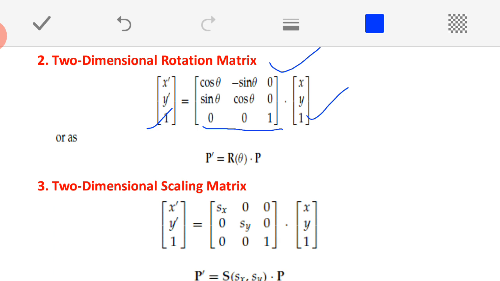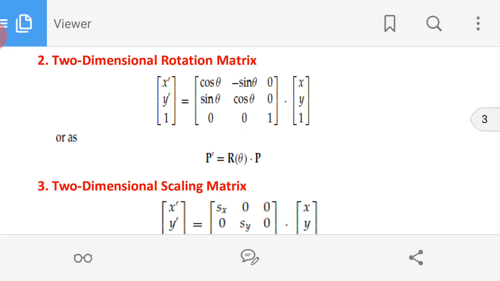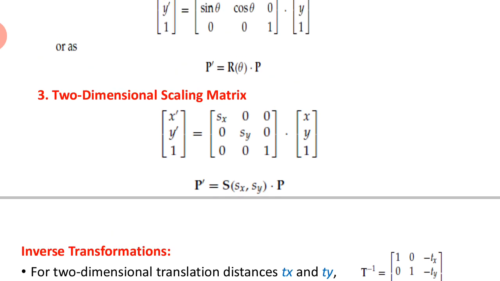2-dimensional rotation will always be done with respect to what? The Z axis, actually, but represented in a 3 cross 3 homogeneous coordinate system. Now we will move on to scaling.